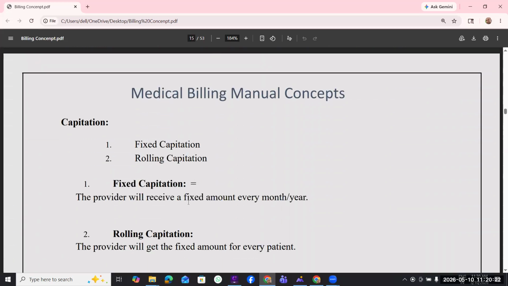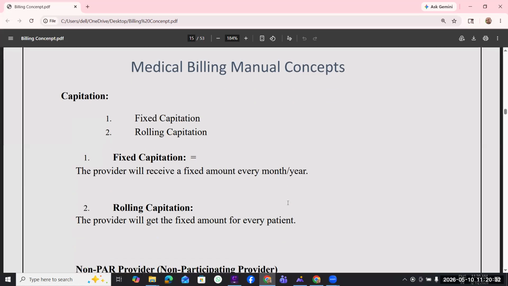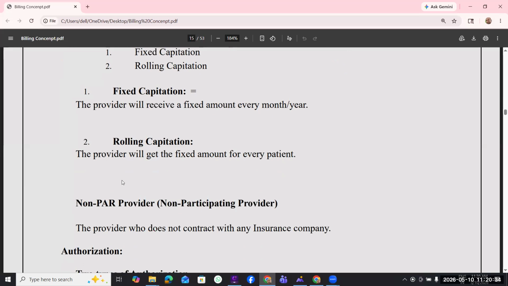Capitation: fixed capitation or rolling capitation. Fixed capitation means the provider will receive a fixed amount every year or month. In rolling capitation, the provider will get a fixed amount for every patient. So rolling capitation depends upon the patient, every patient, while fixed capitation depends upon the month or year.